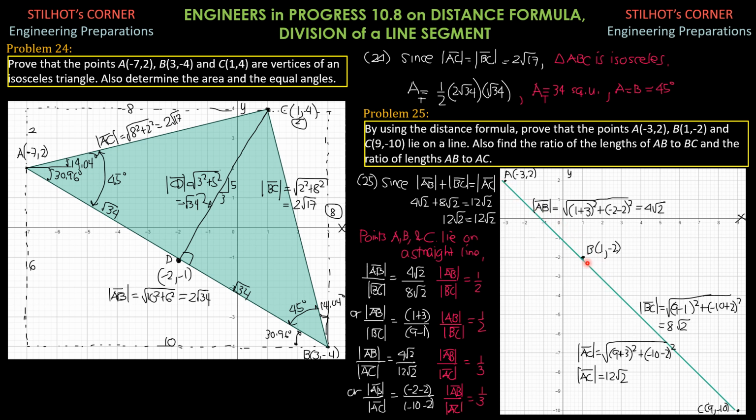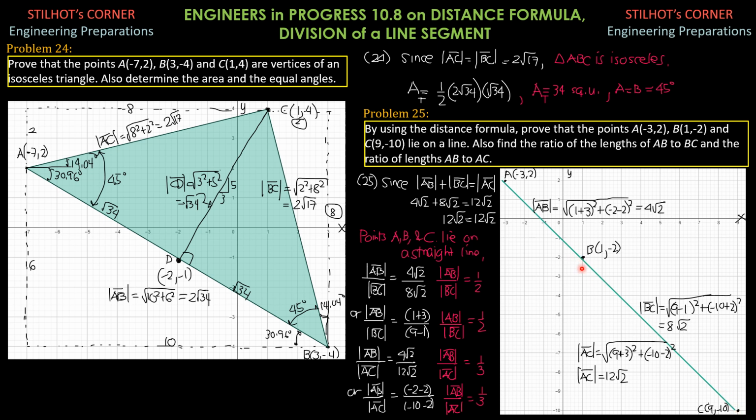So the length of AB is, by Pythagoras theorem, the square root of (1 minus negative 3), so 1 plus 3 quantity squared, plus y2, negative 2, minus y1, positive 2, so negative 2 minus 2 quantity squared. So 4 squared plus 4 squared gives 4 square root of 2 units. That's the length of AB.